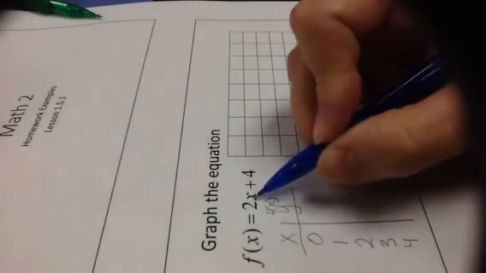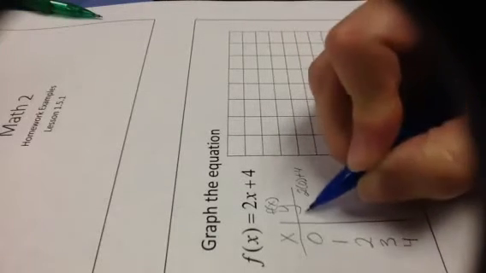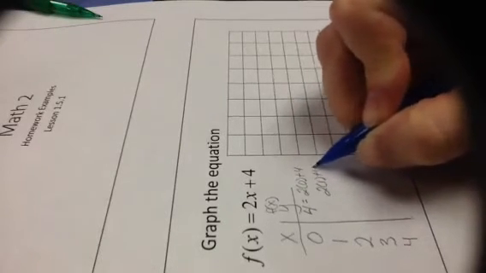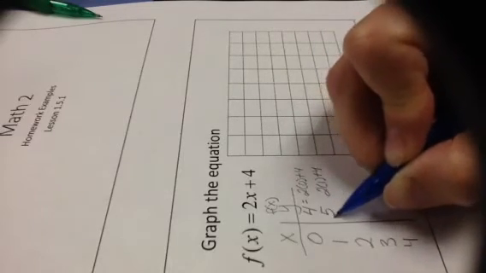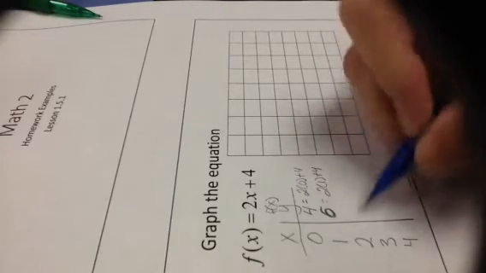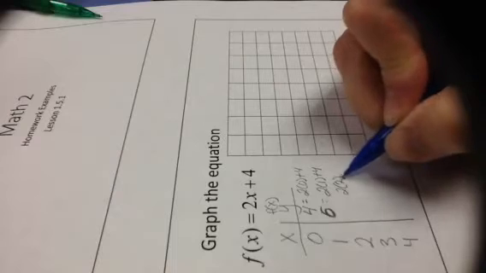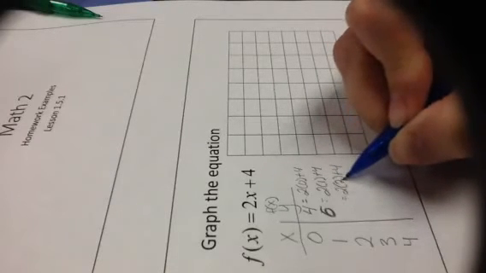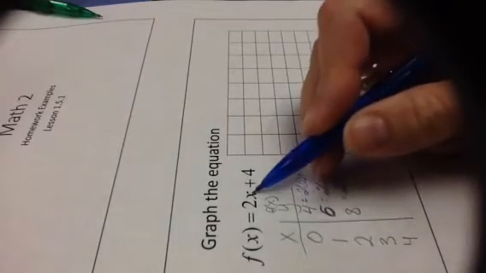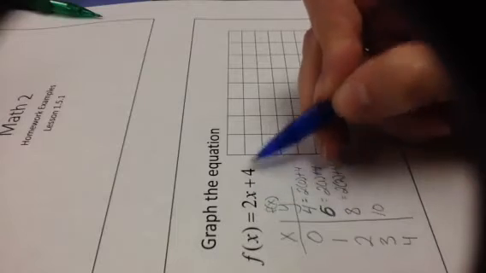So to get this one, I would do 2 times 0 plus 4. 2 times 0 is 0, plus 4 is 4. To get this one, I would do 2 times 1 plus 4. 2 times 1 is 2, plus 4, which equals 6. Then here we would plug in 2, so we would do 2 times 2 plus 4. 2 times 2 is 4, plus 4 is 8. Then 2 times 3 plus 4, 6 plus 4 is 10. Then 2 times 4 is 8, plus 4 is 12.